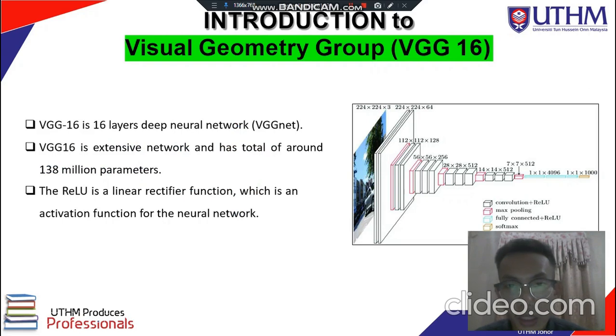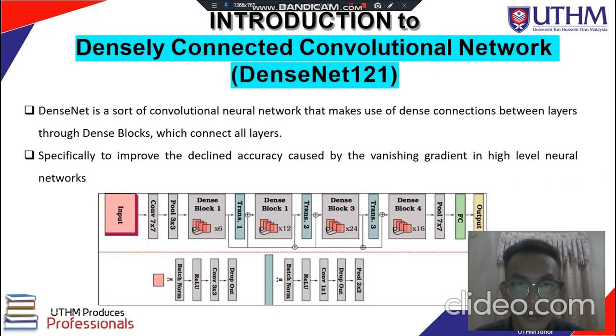Introduction to Visual Geometry Group VGG16. VGG16 is a 16-layer deep neural network, VGGNet. VGG16 is an extensive network and has a total of around 138 million parameters. ReLU is a linear rectifier function, which is an activation function for the neural network.